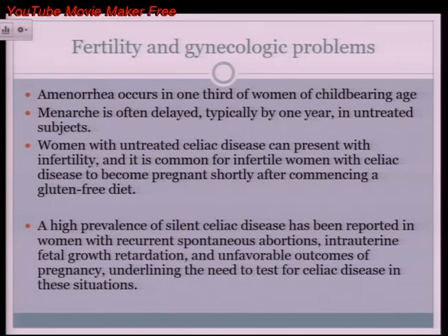And they do get pregnant after they go on a gluten-free diet. So there's a high prevalence of silent celiac disease reported in women with recurrent spontaneous abortions, intrauterine fetal growth retardation, and unfavorable outcomes of pregnancy, underlying the need to test for celiac in all these situations.